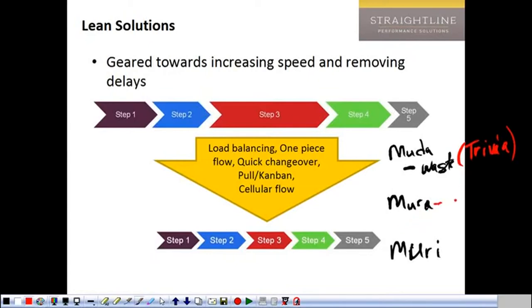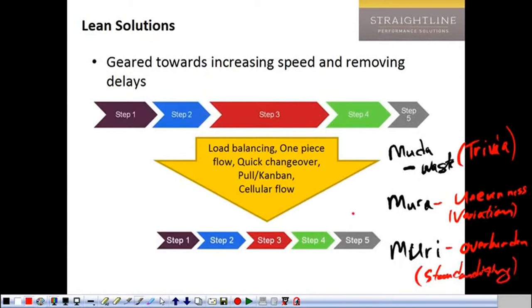Mura means unevenness, and I'm struggling to spell this. Unevenness. And we can think of this largely as variation of performance. Okay, so sometimes you get a lot of performance out of something, sometimes you get a little. So that's kind of related to our concept of variation. And finally, the last one, Muri, which literal translation is overburden, which again kind of means understanding what we can and can't do and standardizing.